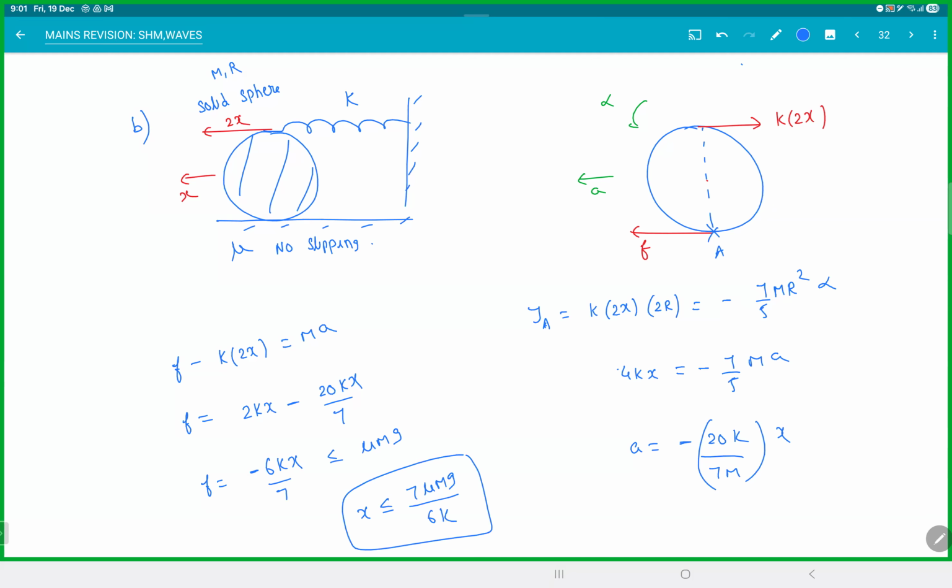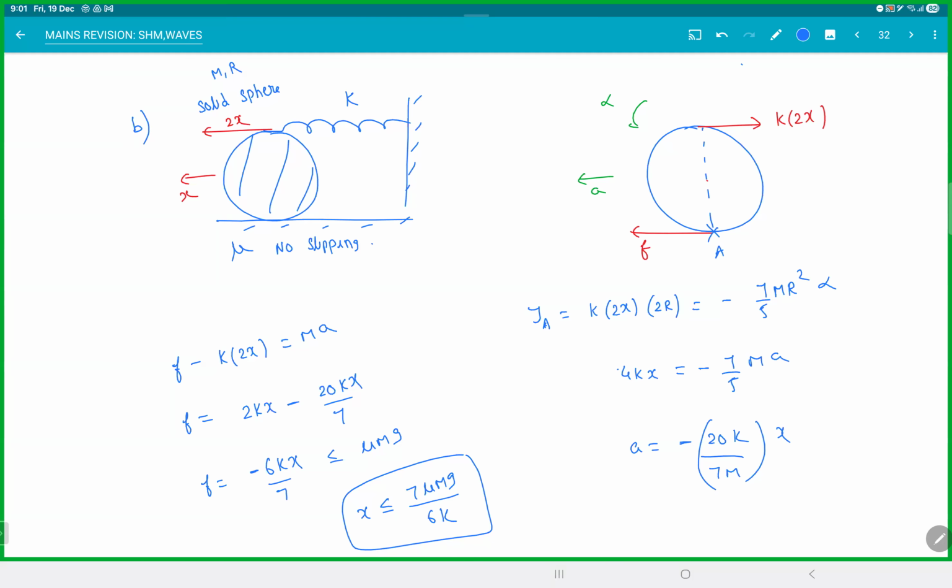And if the sphere starts slipping, it is not SHM anymore. You lose energy. Clear with that? So whenever they ask you questions about maximum amplitude, it is always that only. The friction is the limiting case. If you pull the spring too much, then you're asking for so much friction, the friction can't provide that value and the sphere will start skidding on the floor. Clear with this?